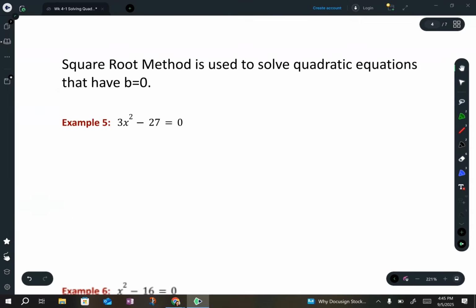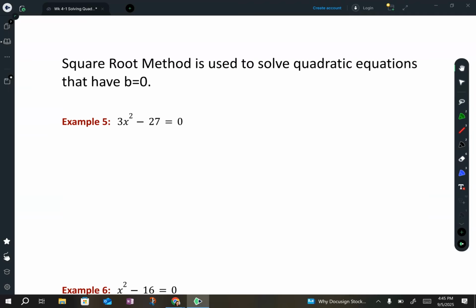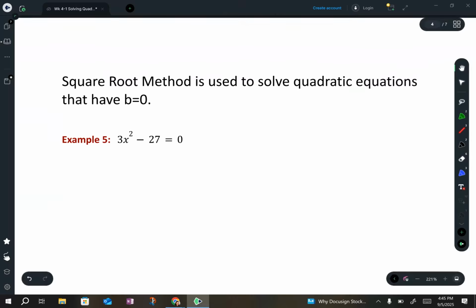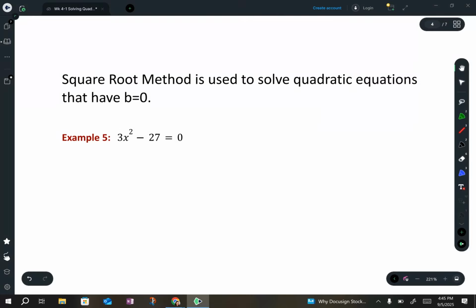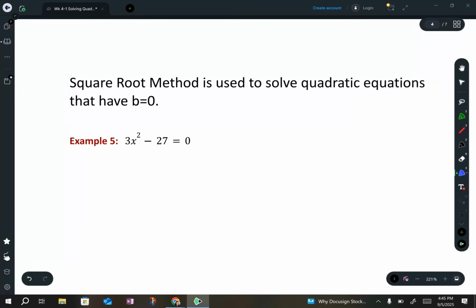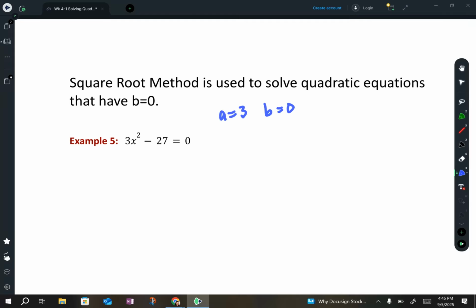Let's talk about our second method, which is the square root method. The square root method only works in quadratic equations that have the b coefficient equal to 0. So if you look at example 5, it's ax squared, no bx, minus or plus c equals 0. So if I was labeling a, b, and c here, I would have, why is mine a? Okay, my pen just quit working. A is equal to 3, b is equal to 0, and c is equal to negative 27. So you have to have that b term equal to 0 to use the square root method.